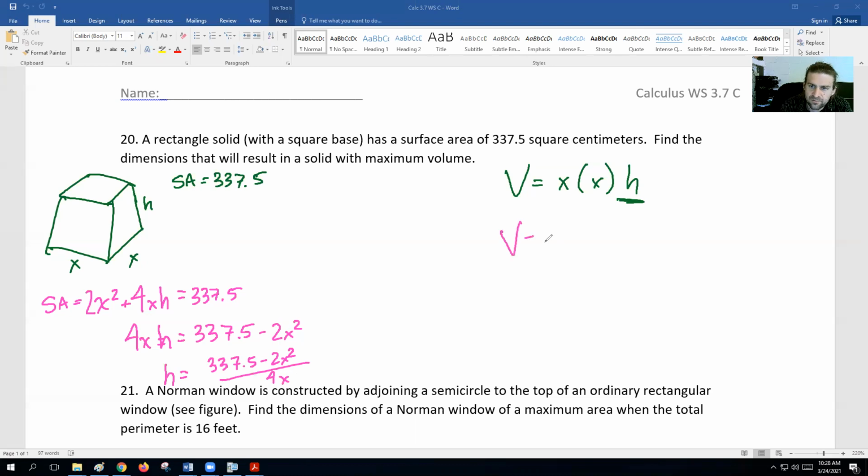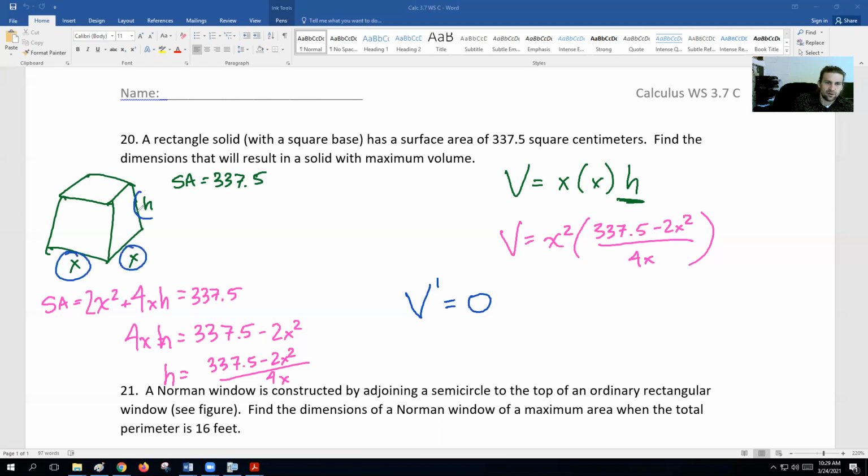All right, so the volume formula here would be, let's say this would be x squared, right? x times x is x squared times (337.5 minus 2x squared) over 4x. Okay, so I would recommend distributing that, make it easier. Once you have that, you'll take the derivative of it, set it equal to 0, figure out what that number is and plug it back in to all three sides.